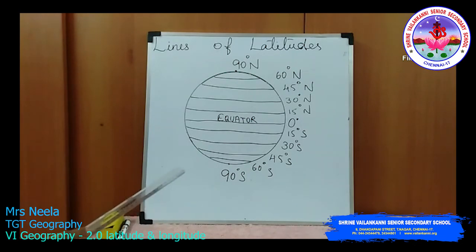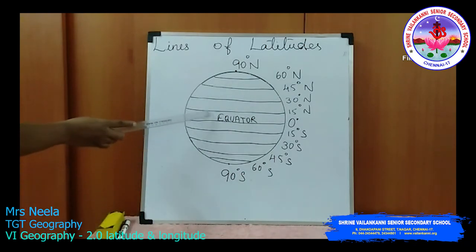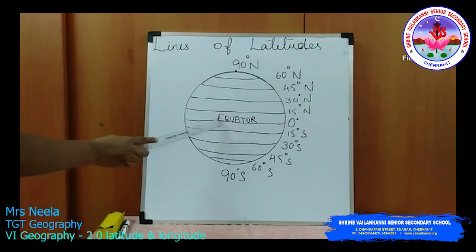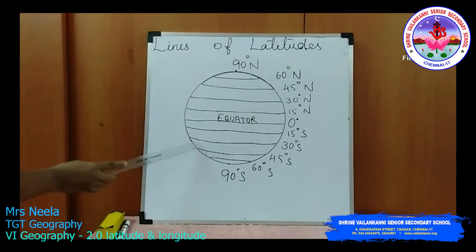Now we will see the characteristics of parallels. The lines of latitude run parallel to each other. They run parallel to the equator. They are equidistant, the distance between them is equal. The equator is the longest latitude, the longest parallel. As the latitudes move towards the poles, the length of the latitude gets decreased.